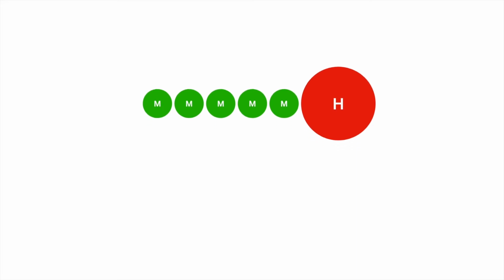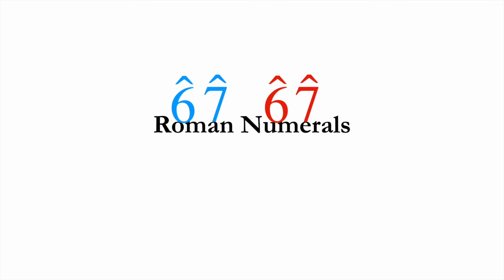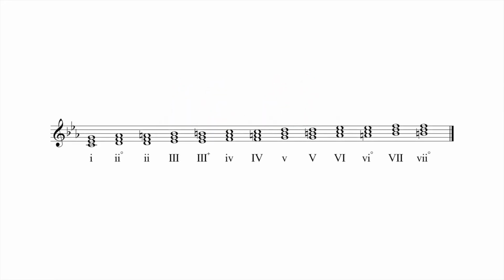The minor mode's use of two different versions of scale degrees 6 and 7 has important ramifications for harmony. If we build triads on each scale degree of the minor mode, we end up with several more options than the major mode. In practice, many of these are rarely used, but there are some important exceptions that appear when the melodic line ascends from scale degree 5 to scale degree 1.